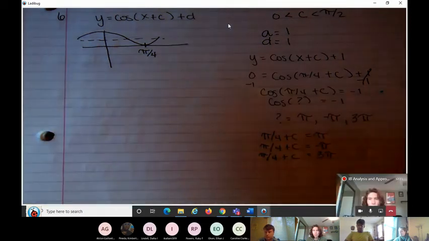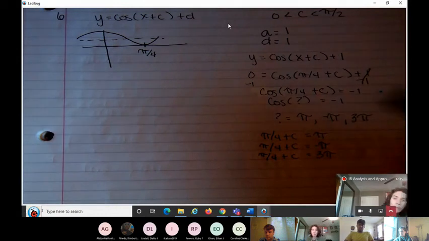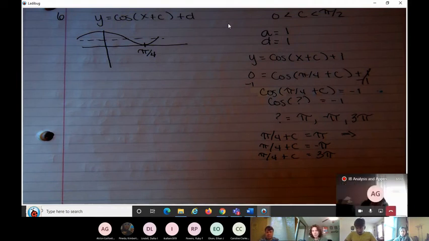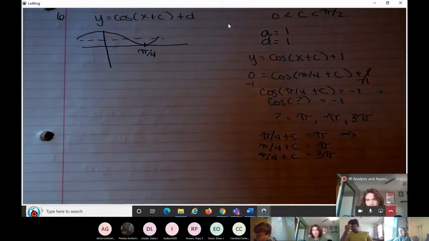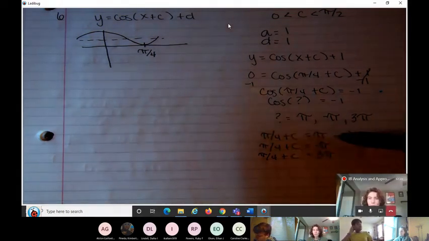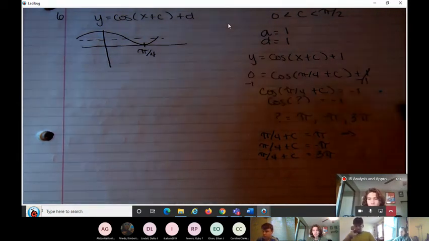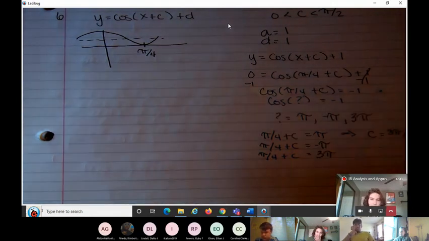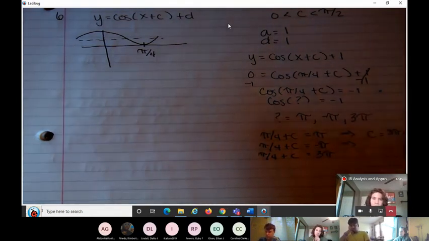So we would subtract pi over 4 from both sides of this. Pi minus pi over 4 is going to give me what? Three pi over 4. Yeah, you're right. I'm sorry, I don't know what I was thinking. Yes, it would give you 3 pi over 4. So we get our c to be 3 pi over 4 if we do this. Okay, what will c be if I do it with -pi?